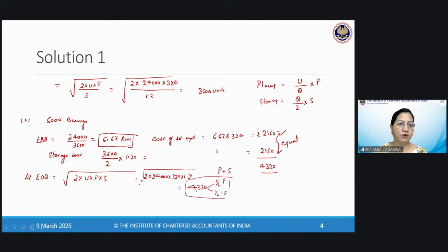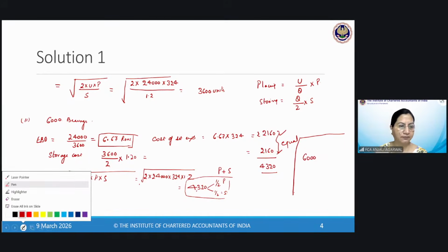But if you place an order for 6,000 bearings, then what happens? What will be the placing and storage cost? I'm doing the calculation here.